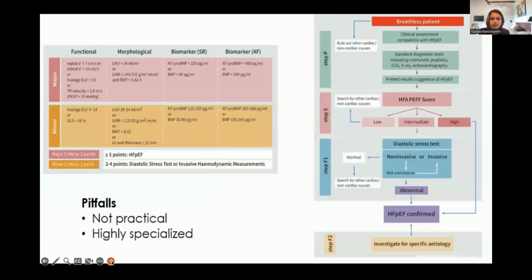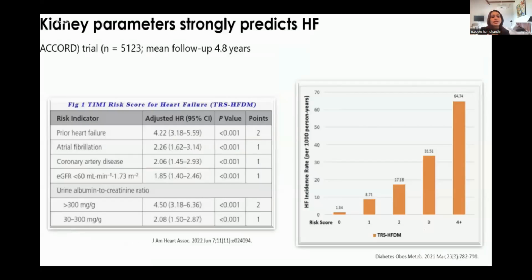If they do not have chronic kidney disease, we can diagnose it with biomarkers like BNP and NT-proBNP levels. Usually BNP levels more than 80 and NT-proBNP levels more than 220. However, in chronic kidney disease patients, their values are anyway higher, so we can't go by BNP and NT-proBNP levels in chronic kidney disease patients.